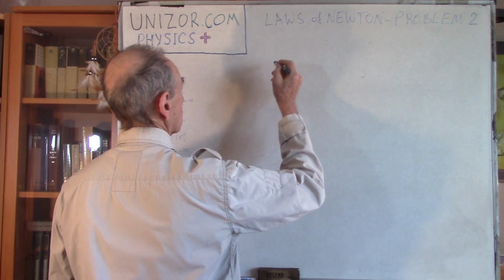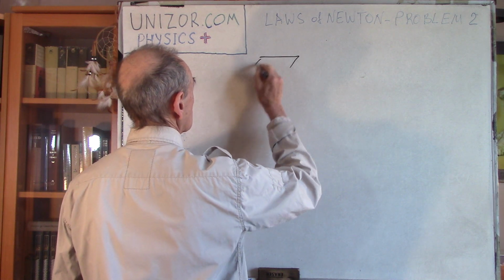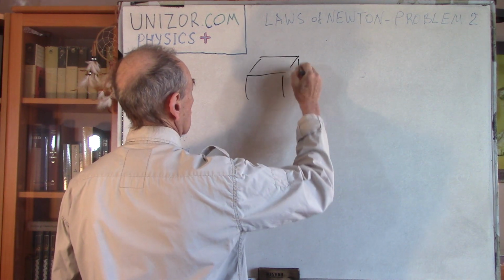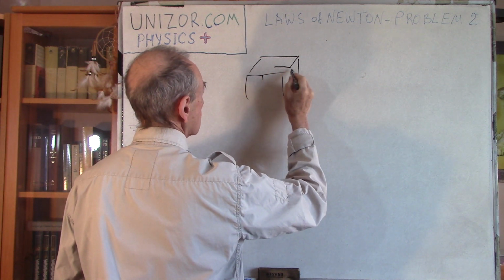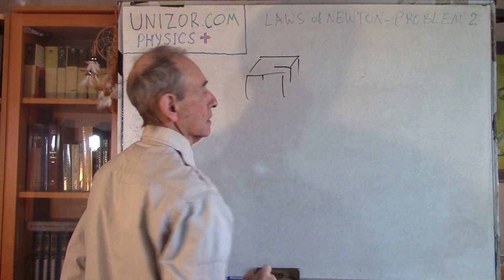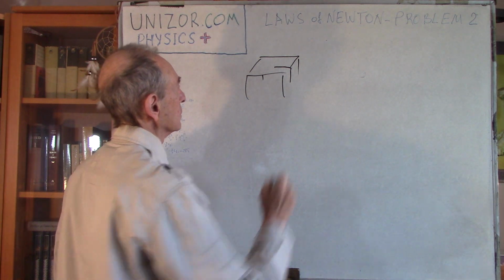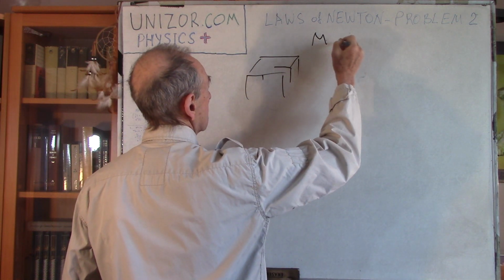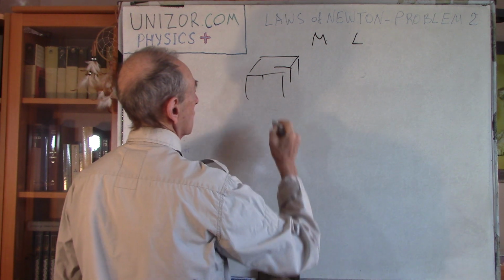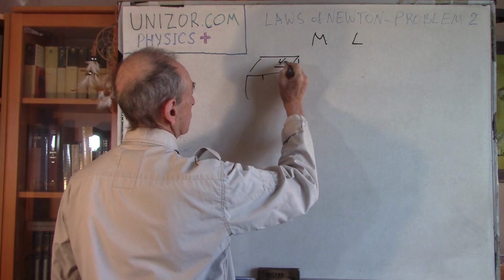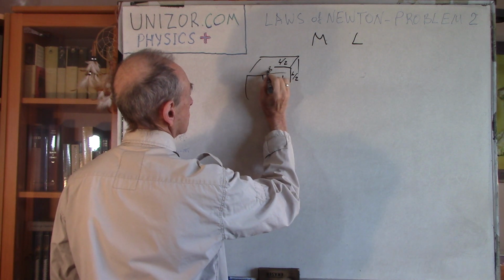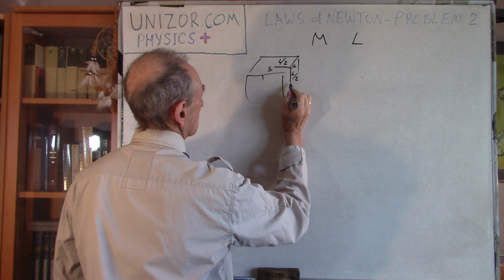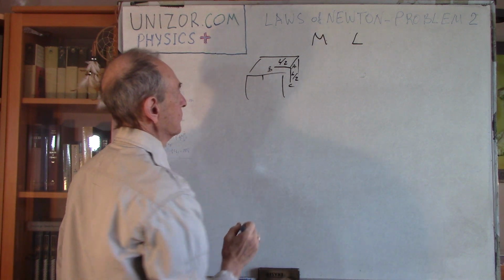Consider you have a horizontal table and there is a chain, half of it is on the table and half of it is hanging down. So we have a mass of the chain, we have a length of the chain, so this is L over 2 and this is L over 2. Let's say this is point A, point B and point C.